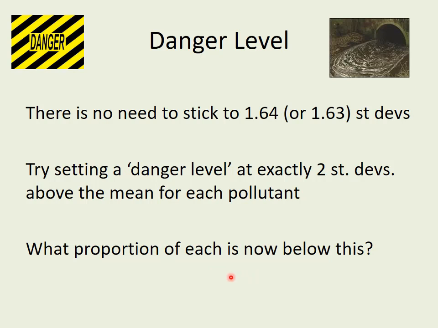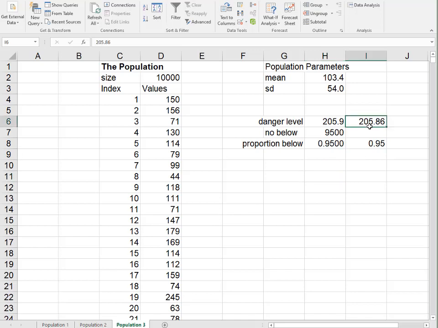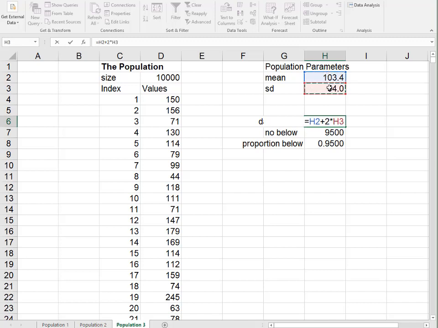So for example, if I go back through this again, I say, okay, let me set the danger level at exactly 2 standard deviations for simplicity. What happens now? I go to here, and this time, for this danger level, I put a formula in to make it equal to the mean plus 2 lots of the standard deviation. Oops, I've gone to population 3, my mistake. Okay, so it's going to be the mean plus 2 lots like this, it will be about 200 and something. So that gives me 95% below from this one.